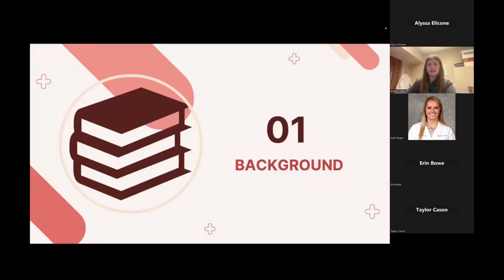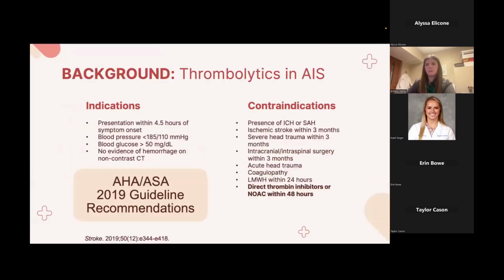All right, so let's go ahead and jump into the background. To start, we'll talk about the use of thrombolytics in acute ischemic stroke. In the event of an ischemic stroke, we know that blood flow in the brain is impeded by some sort of occlusion, whether it's thrombotic or cardioembolic in origin, and the goal of management is to restore perfusion quickly, and thrombolytics may be a means of treatment in select patients.